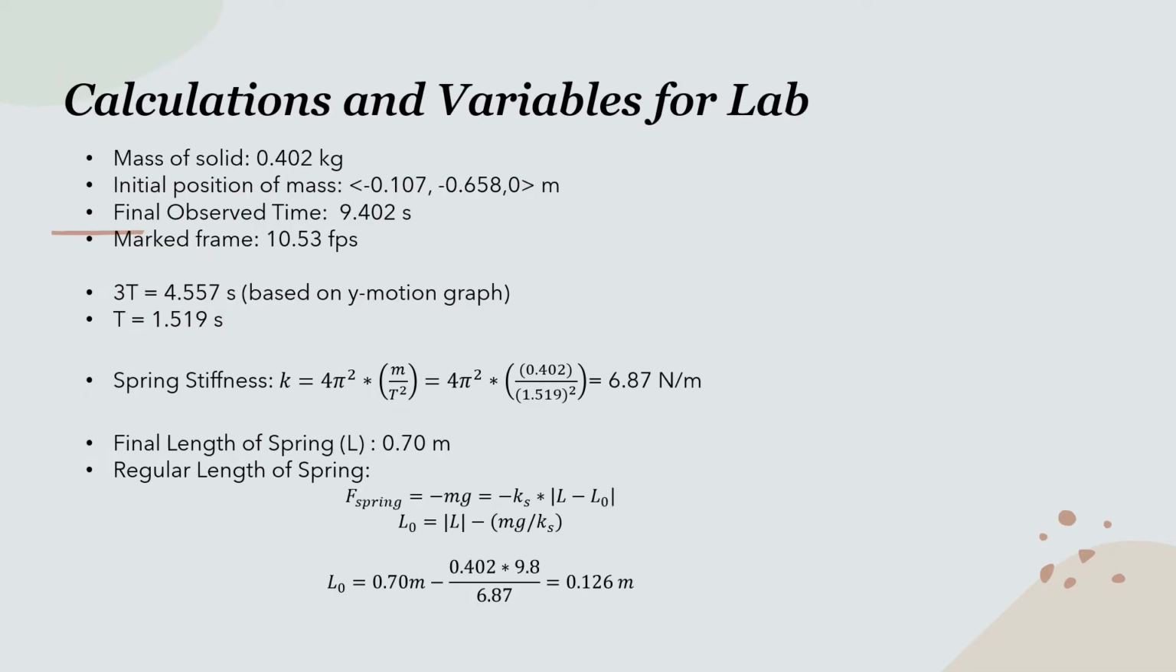The calculations for the lab are shown here. Here we have the mass of the solid, the initial position of the mass, the final observed time, and the mark frame. We calculated the period of time to be 1.519 seconds, and then determined the spring stiffness with the following formula, getting a value of 6.87 newtons per meter. We determined the final length of the spring to be 0.70 meters, and the relaxed length of the spring to be 0.126 meters after the calculation.